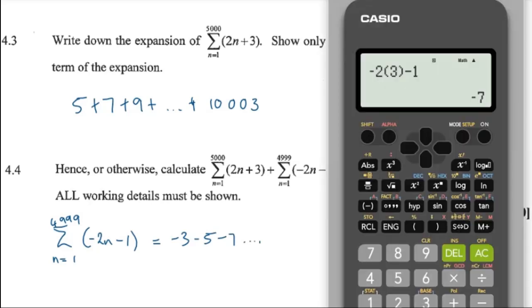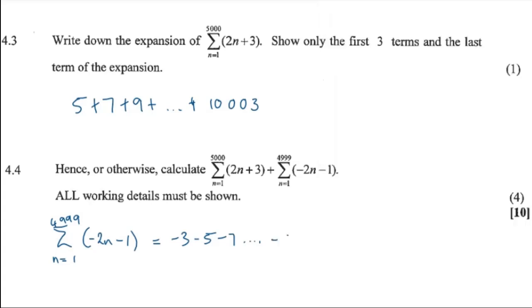We can find the last term, no problem with that. We can just delete, put 4999, and that will be negative 9999. Now what we're going to do is find the sum of this series, the sum of that series, and add them together. Let's find the sum of this series first.